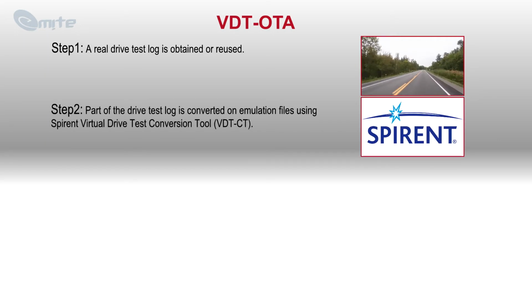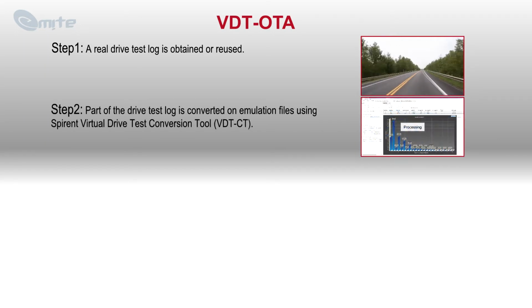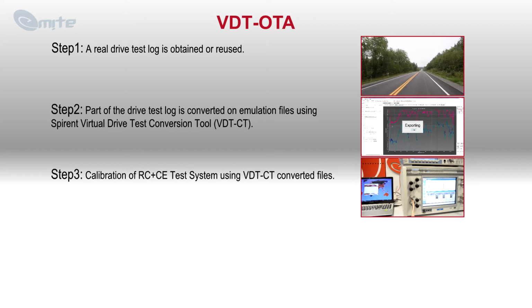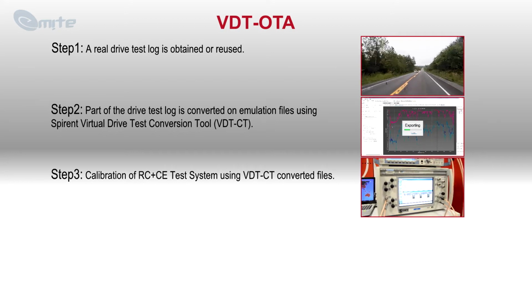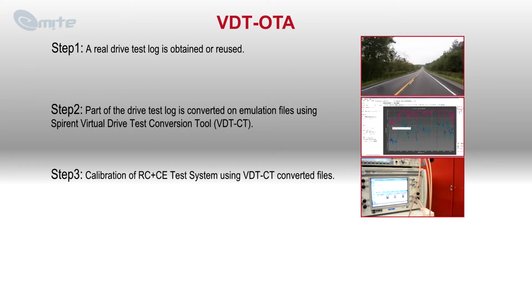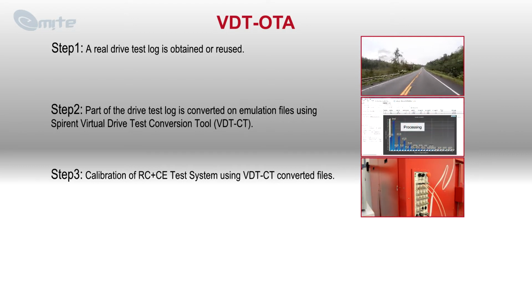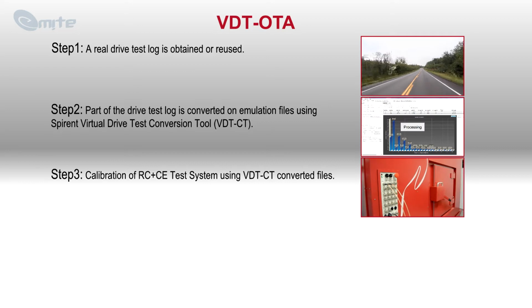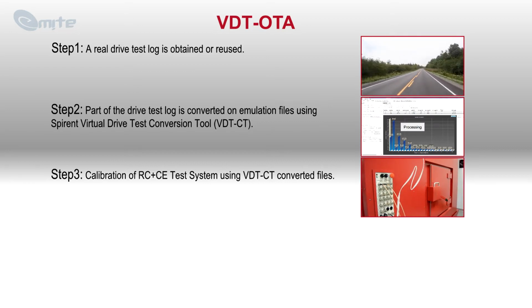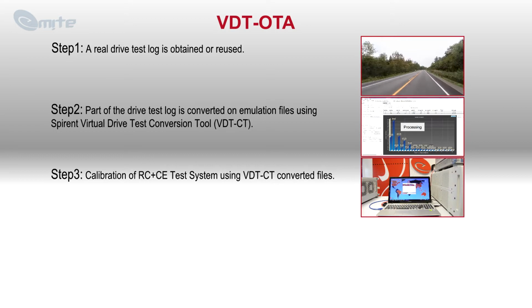2. Part of the drive test log is converted into emulation files using the Spirent Virtual Drive Test Conversion tool. 3. The VDT-OTA test system is calibrated using VDT-CT converted files and the drive test UE device. The converted drive test log files are used in this stage to calibrate the OTA test system, consisting of a channel emulator and a reverberation chamber by EMITE.